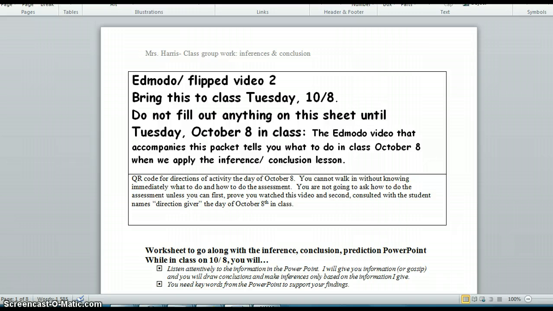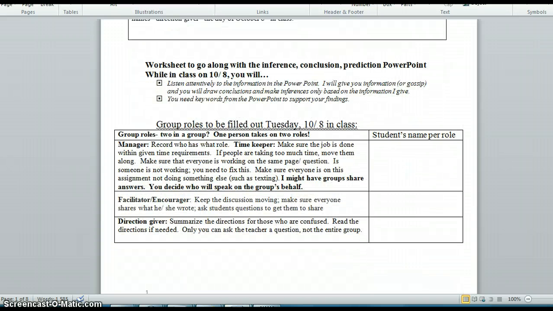This is for a lesson we're doing Tuesday, October 8th in class. You're going to have to walk in class knowing how to do it. This is the how to do it, so study this, please. It's a lesson on going deeper with inferences and conclusions, and knowing the difference between conclusions, inferences, versus predictions. When you get to class, I'm going to start right into the PowerPoint presentation.